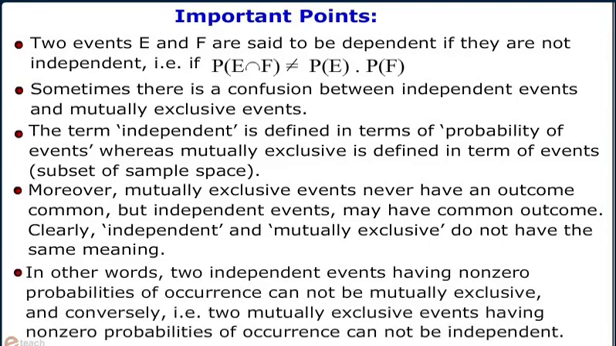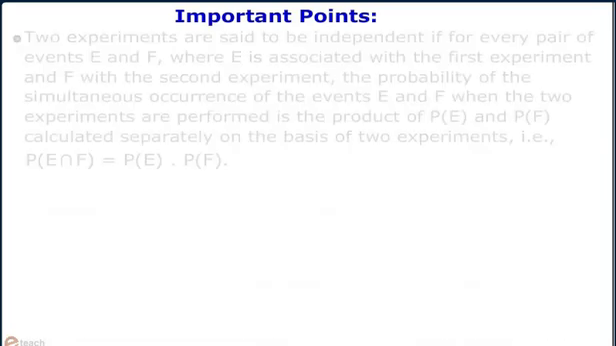In other words, two independent events having non-zero probabilities of occurrence cannot be mutually exclusive, and conversely, that is, two mutually exclusive events having non-zero probabilities of occurrence cannot be independent.